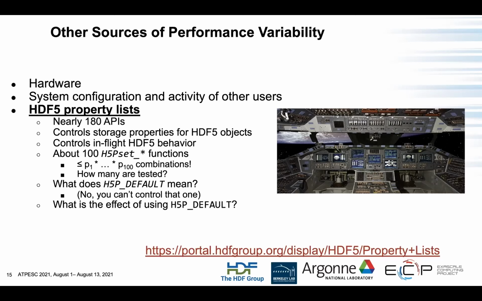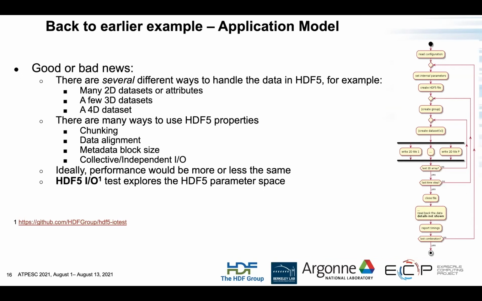So you can think of the H5P APIs as performance go-fast code, or well, they can also make it go slow, so you have to be careful about using them. But you really do start tuning your application when you start to get rid of the H5P default and set property lists. So let's go back to the earlier example of the application model.